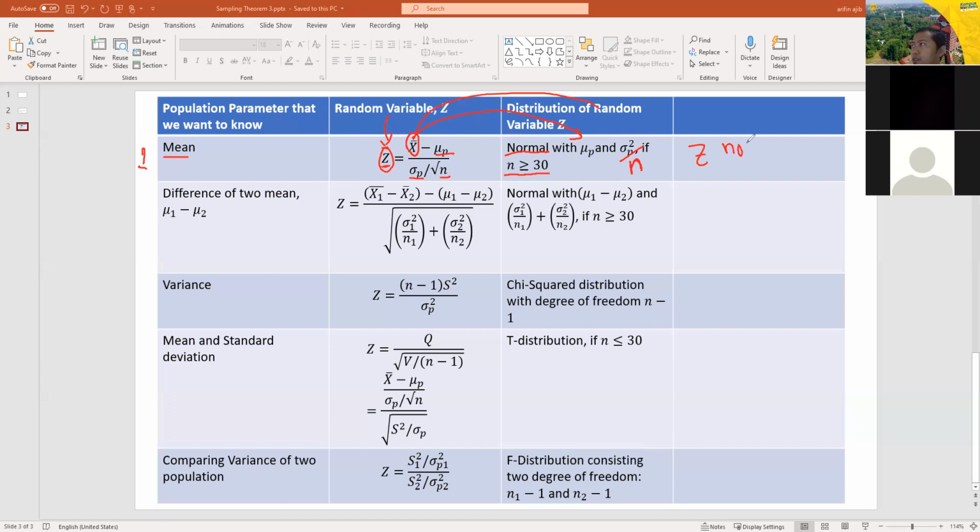Z is normal with mu equal to 0, and the standard deviation of Z is the population standard deviation divided by the square root of n. Okay, this is normal. If we are talking about Z, the probability is with mu 0, and the standard deviation of Z is like this. How about this one, does it belong to the x bar? Okay. Are there any questions? Is that clear?